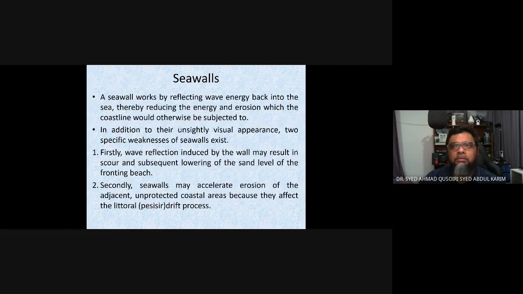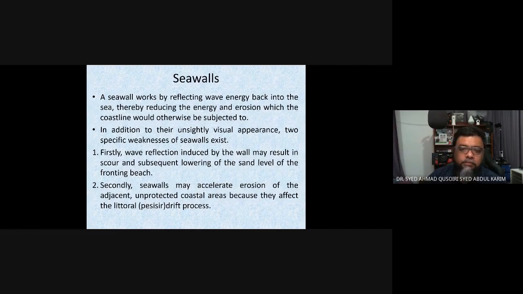The reflection induced by the wall may result in the scour and subsequent lowering of sand level in the fronting beach. So this is where, before the seawall is built, the design needs to be tested in what you call a hydrographic facility to check whether installing the seawall would provide a better condition for the environment, or it will just make it a lot worse.